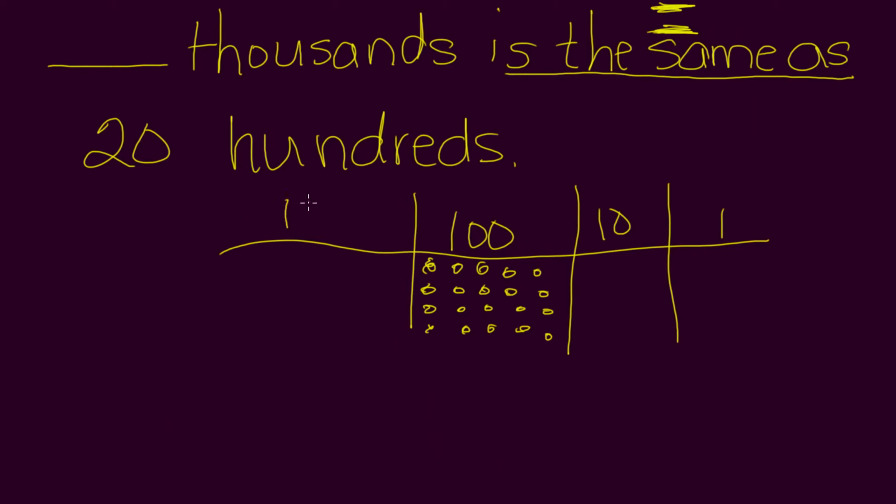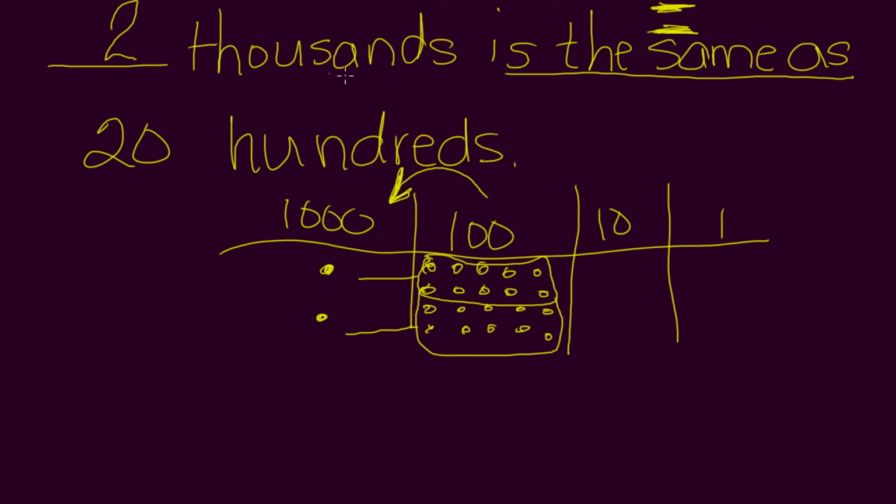So here's your thousands. And we said that when you are going to move something over from the hundreds to the thousands, you have to move groups of 10. So that would be one group here of 10. That goes over here. And then this group is the second group. That goes over there. So how many thousands? We say 2. 2 thousands is the same as 20 hundreds.